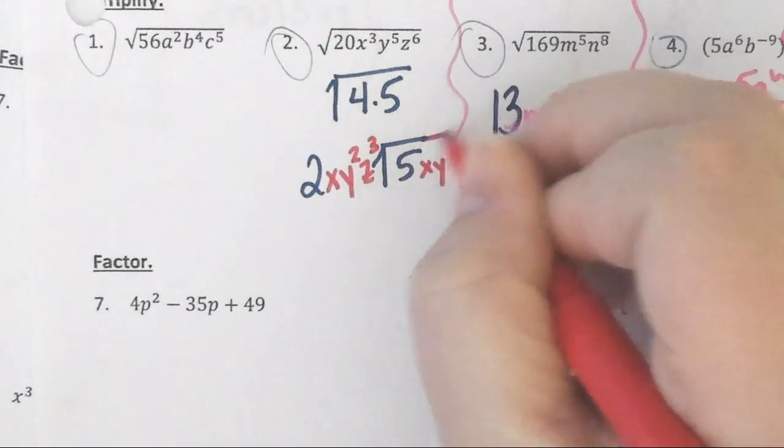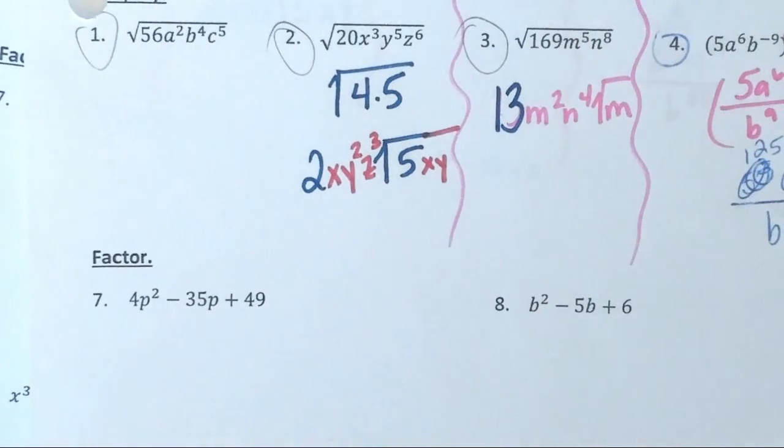Okay, again, x to the 3rd, y to the 5th, those are odd numbers, so I knew I was going to have an x and a y left over. 6 is an even number, that's why I don't have any z's left over. Are there any questions about number 2?